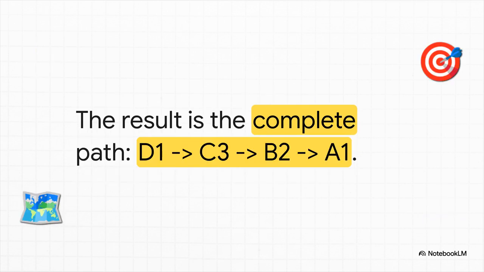And the result is the complete, ordered path. For employee D1, the function hands you back their manager C3, their manager's manager B2, and finally the top-level node A1. A perfect, clean reporting line. And it does it in milliseconds.